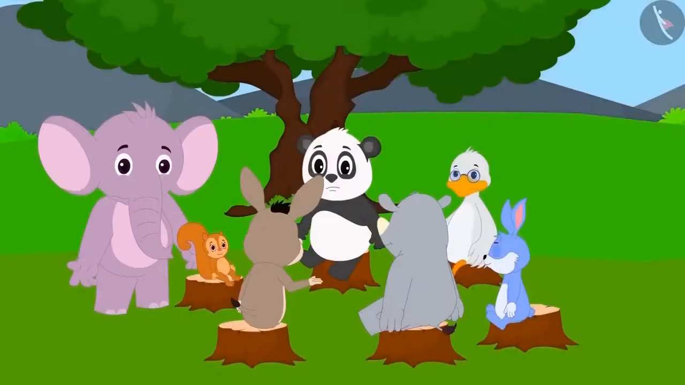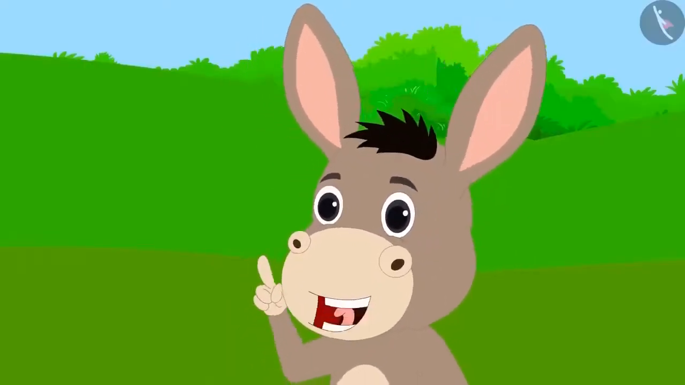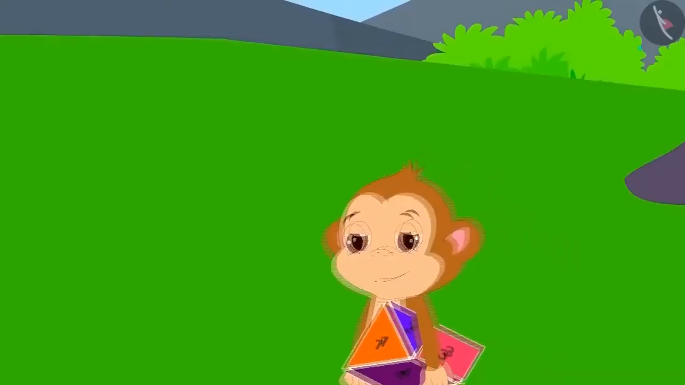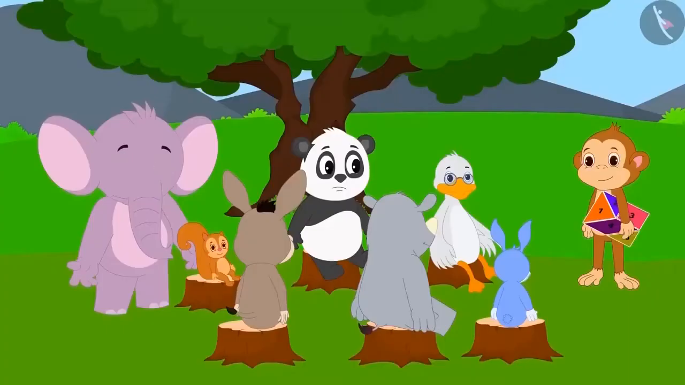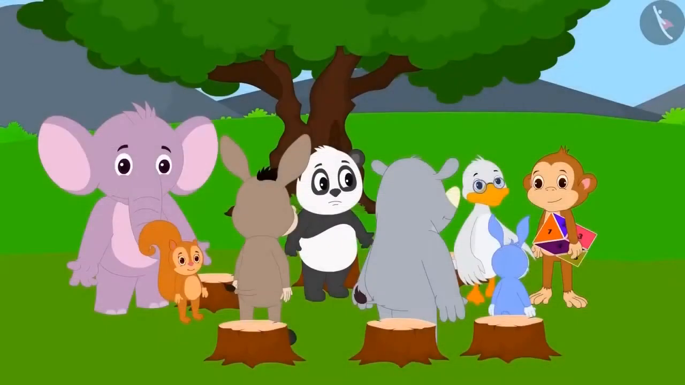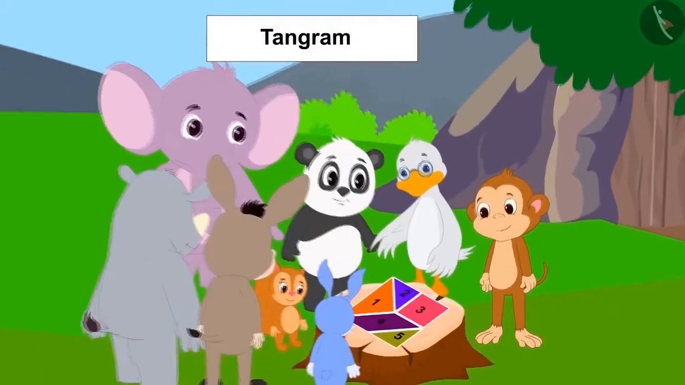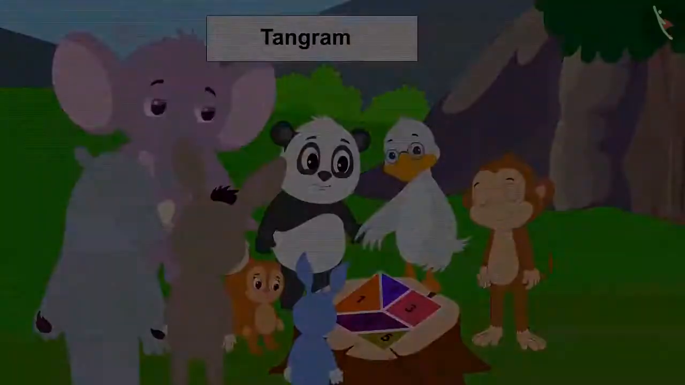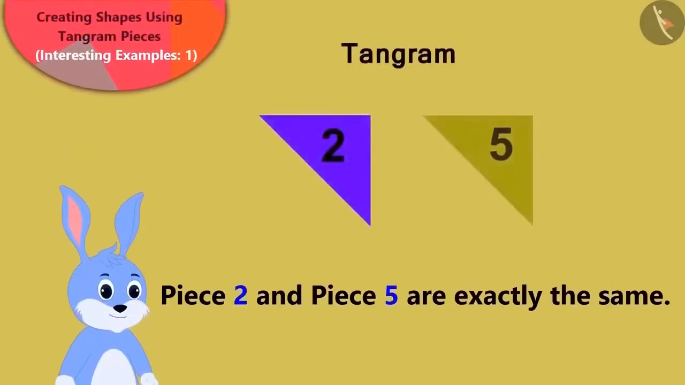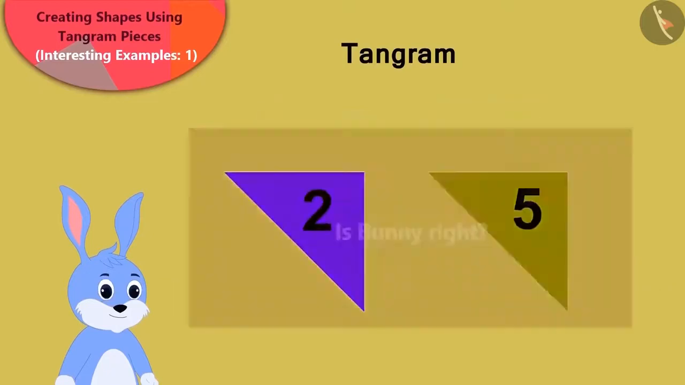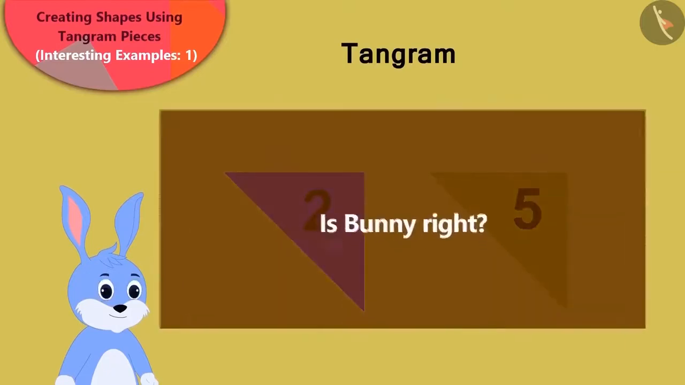Bhola informed the village folks about Babban's mischief. All the people were furious with Babban, but they still wanted to know more about the Tangram. Babban showed all the villagers how to make a Tangram. Bunny said that the triangular shapes among the Tangram pieces, number 2 and number 5, were absolutely similar. Children, is Bunny right?